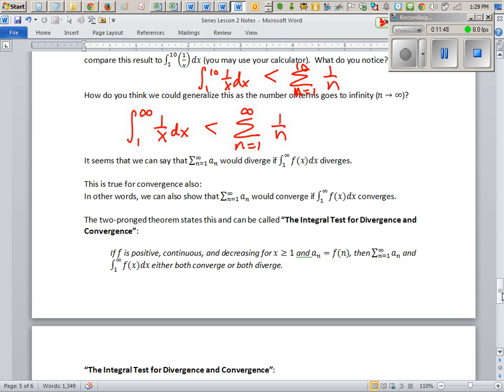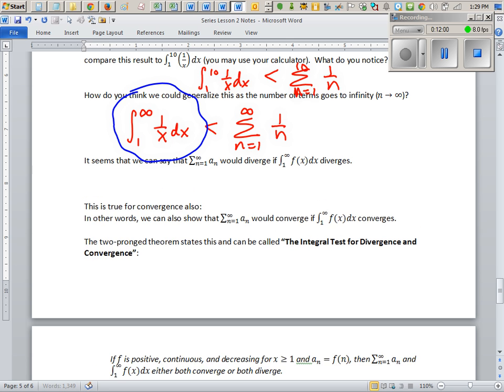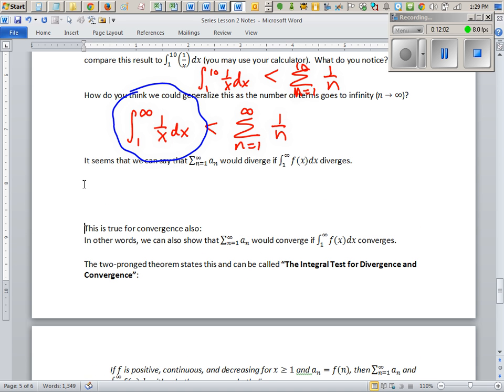Now we would like to find this integral right here. Okay, now your calculator, unless you have a TI-99, you probably cannot get your calculator to obey you on this and actually do this integral because it's improper, right? But you could do this by hand. So I'm going to do the integral from 1 to infinity of 1 over x dx.